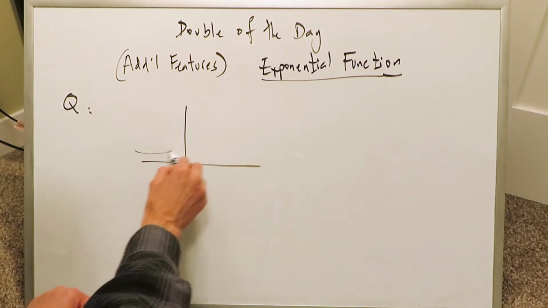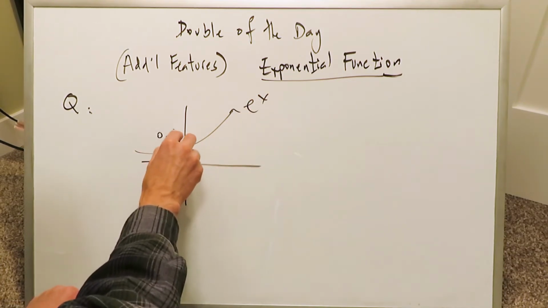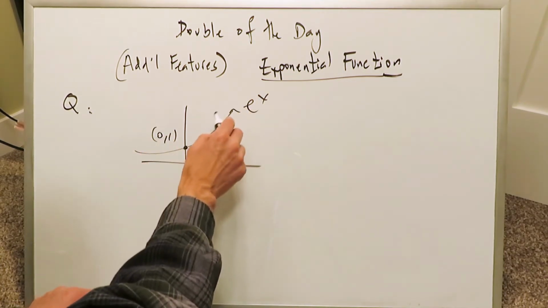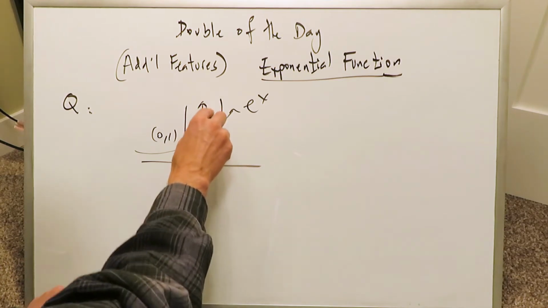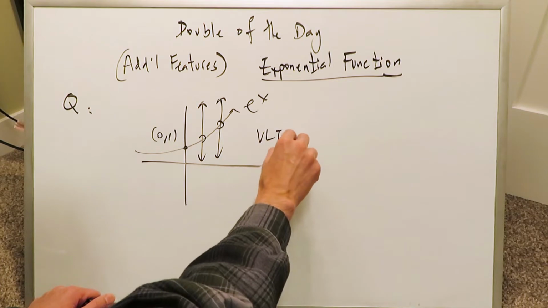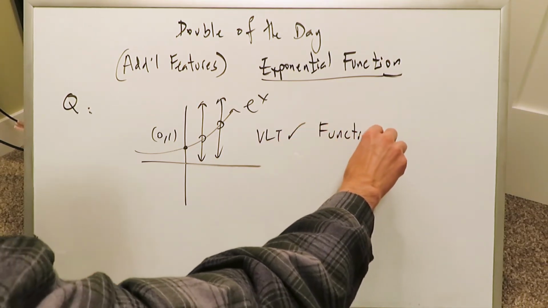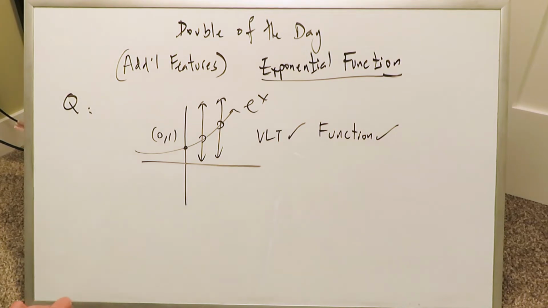Very quickly in terms of our review, we know this right here is our basic exponential function. It always goes through 0, 1. At any point on this curve, you can always draw a vertical line and it will always cross at one point. It will pass the vertical line test. Hence, in terms of a function, the exponential function is truly a function.